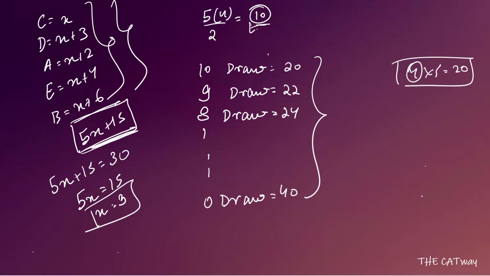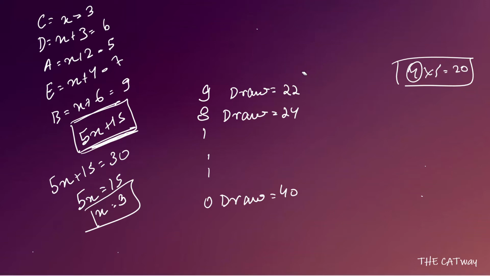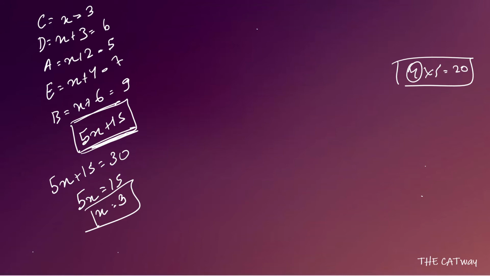Now we can put them in scores. So C got 3 points, D got 6 points, A got 5 points, E got 7 points and B got 9 points. Okay. Now what we are going to do is we are going to determine which team has played, which team won how many matches, which team drew how many matches and stuff like that. So let us start with A.